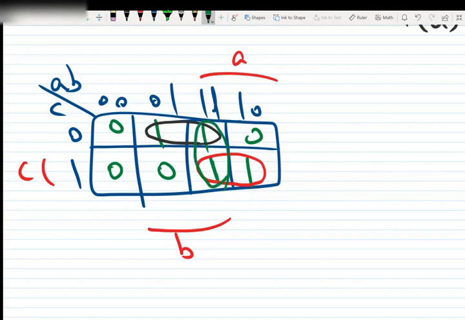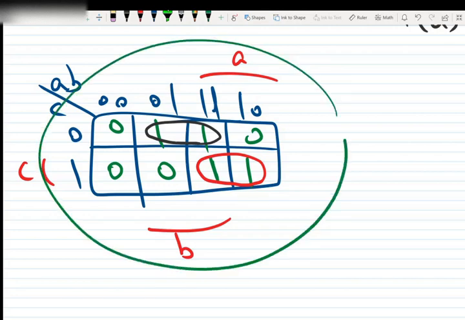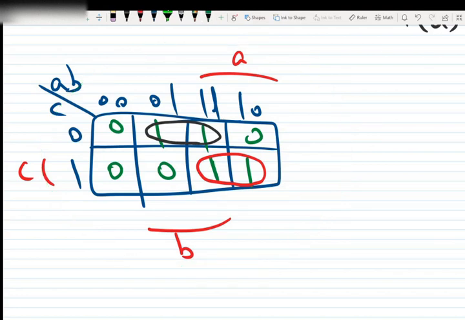We can, but the output is not the minimum cost, so it's not necessary. We shouldn't do that, because all the minterms are included in the group. I don't remember if I mentioned it or not, we should try to have the minimum number of groups, and all the minterms should be included in a group. So minimum number of groups.